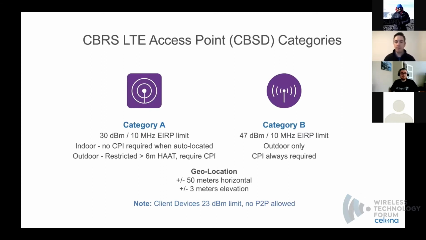Category B CBSDs, on the other hand, are higher power and deployed outdoor only. They can operate up to 47 dBm EIRP, which is 50 watts of power, and a certified professional installer is always required to sign off on those installation details because of the higher risk for interference to incumbents in the band. The accuracy for the geolocation and the placement when registering with the SAS is plus or minus 50 meters horizontal and 3 meters in elevation.